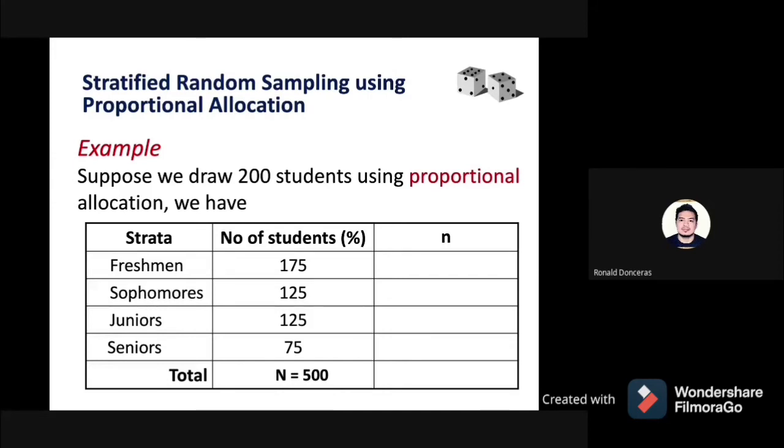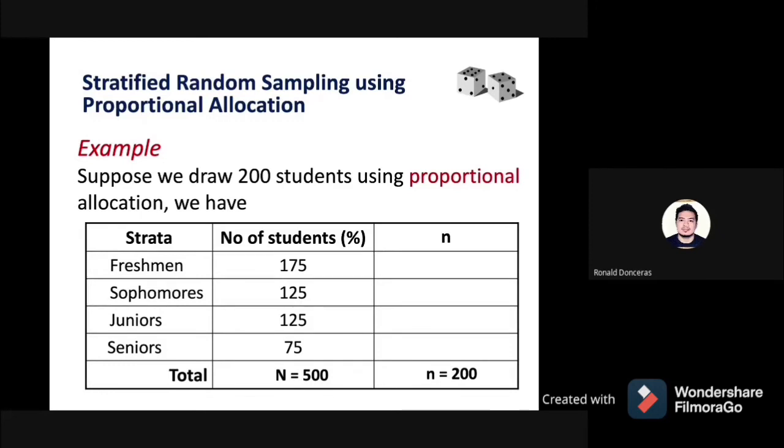Ang gagawin lang natin ay, sa stratum natin na freshmen, meron tayong total number of students na 175. Hindi ko lang sure bakit nakasulat itong percentage. Siguro clerical error lang to kasi number of students. So anyway, sa freshmen, meron tayong 175. Okay? So sophomore, junior 125, and then senior 75. So again, the total population is 500. So ngayon, because we're talking here about proportional, still our sample size is 200. We are to decide ilan ba ang kukunin natin sa mga freshmen. Ilan ba ang dapat magre-representa sa mga second year, sa third year, and then sa fourth year.